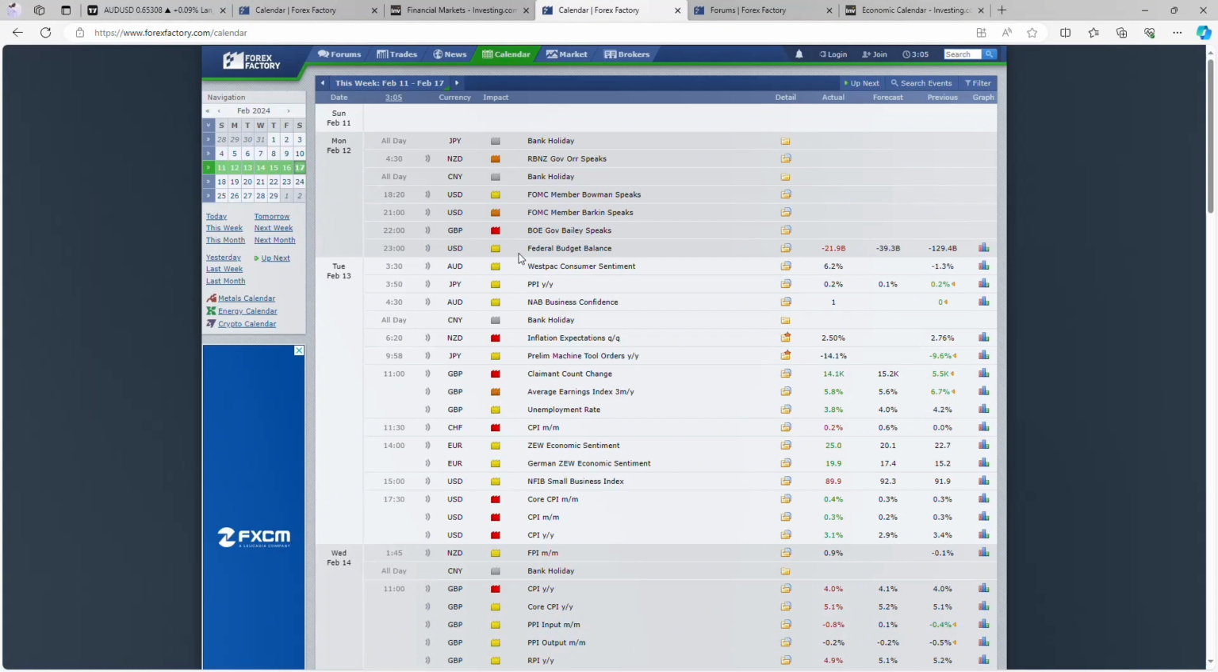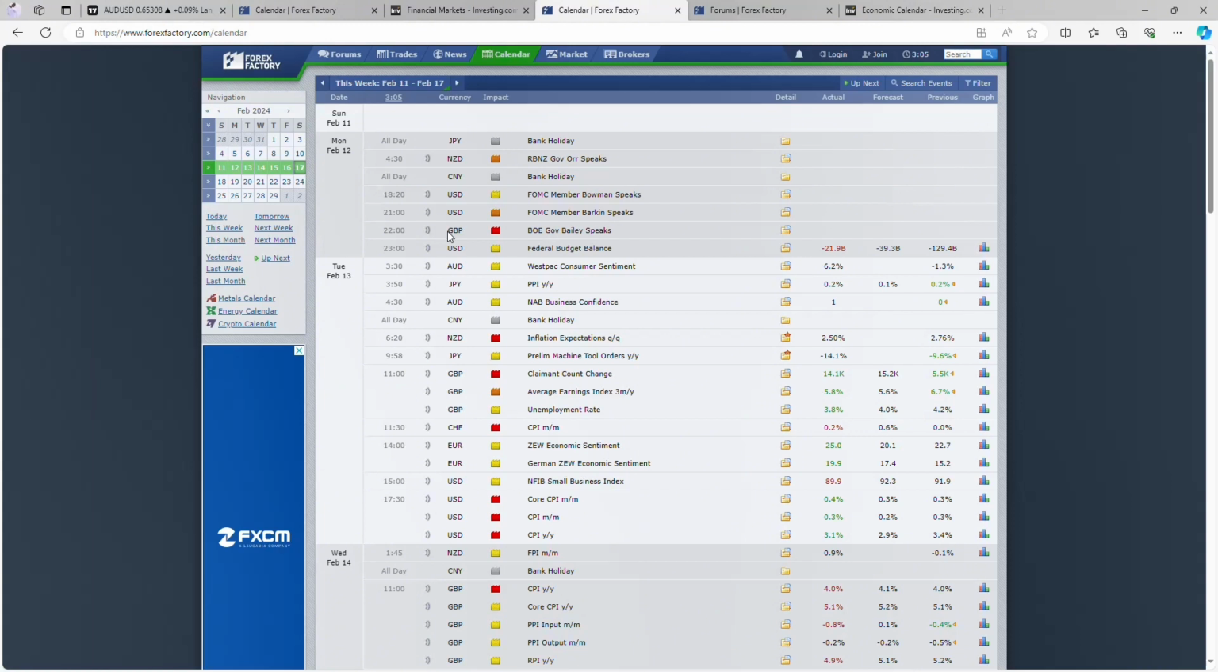Now, when you see red, okay, for example, GBP, you have a red folder here, which means you open GBP and you see this red folder, BOE, Bank of England, Governor Bailey speaks. These are powerful news events. These are news events that are going to move the pound a lot.